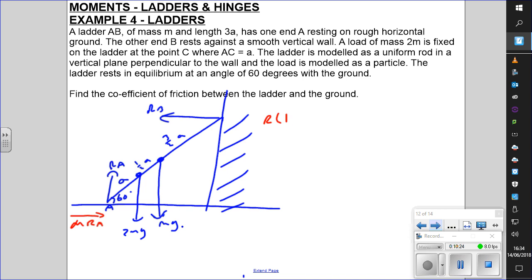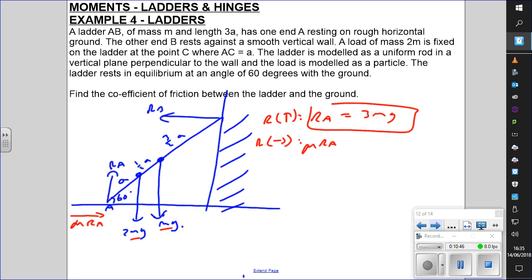So how do we start? Always the same, resolving up and down, resolving left and right, and then we're probably going to need to take moments. So if we resolve up and down, we've got RA going up, and we've got 3mg coming down, this one and this one, okay? Cool, so we know what RA is now, that's done. Resolving left and right, we've got mu RA going right, and we've got RB going left. So we don't know what RB is, so mu is RB over RA, which we already know is 3mg.